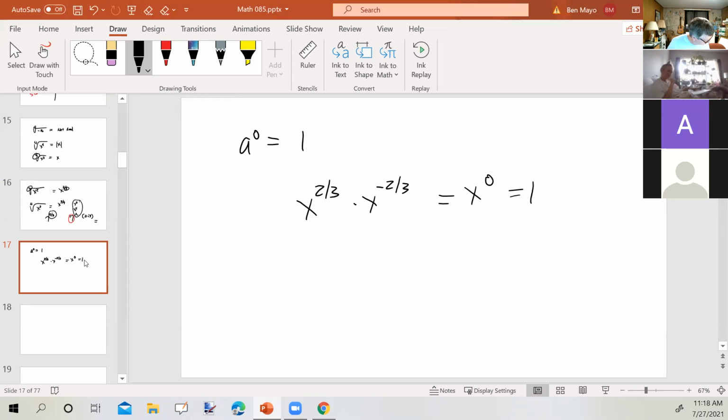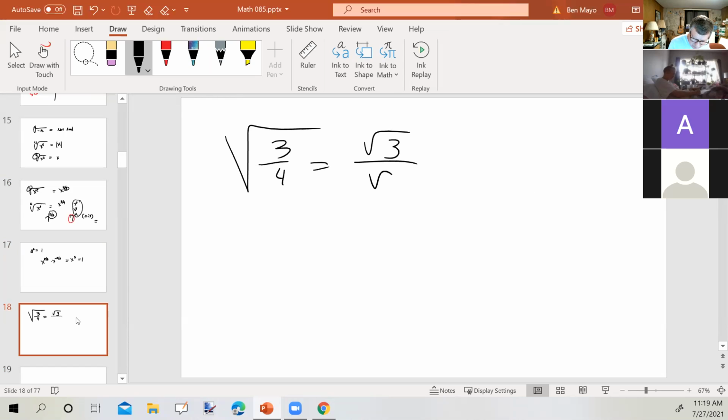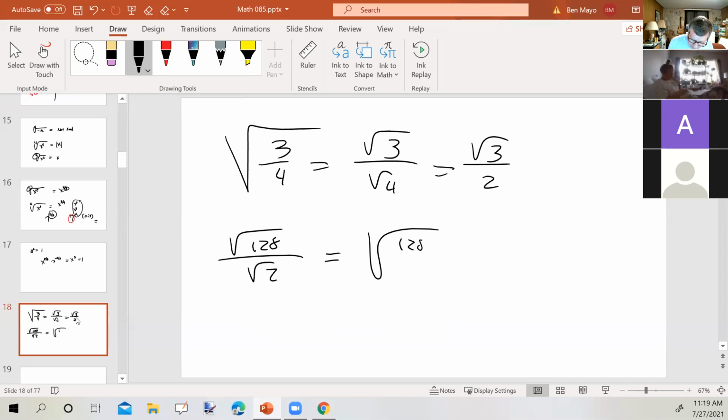Let's see here. How about simplifying and combining radical expressions? 9.3. I know I'm going kind of quickly, but unless you have some specific things you want to look at, I'll assume that you're good to go. Recall that if you have a fraction under a radical, you can separate it like that. If you have a fraction of two radicals, you can combine them like that, assuming they have the same index, okay?